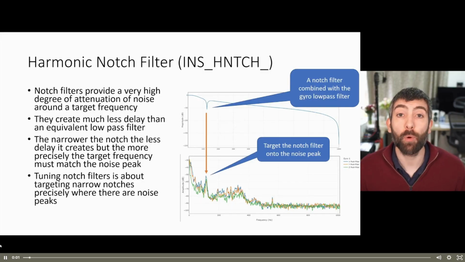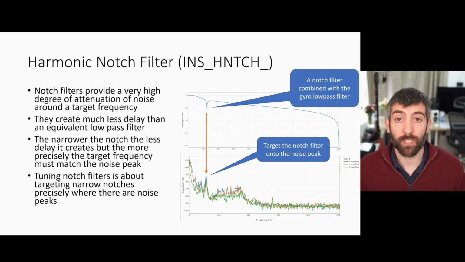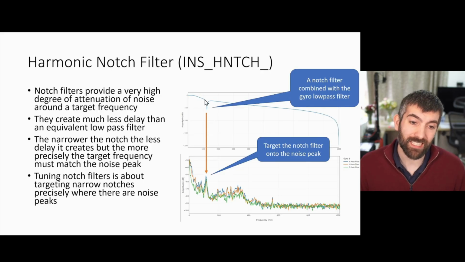So what are harmonic notch filters? Harmonic notch filters are another type of software-defined filter in ArduPilot, and rather than providing a broad attenuation that increases with increasing frequency, notch filters provide a very high degree of attenuation around a specific target frequency. So you can see here that I've added a notch filter on top of the gyro low pass filter I showed you before, and you can see that it has a lot of attenuation at a particular target frequency.